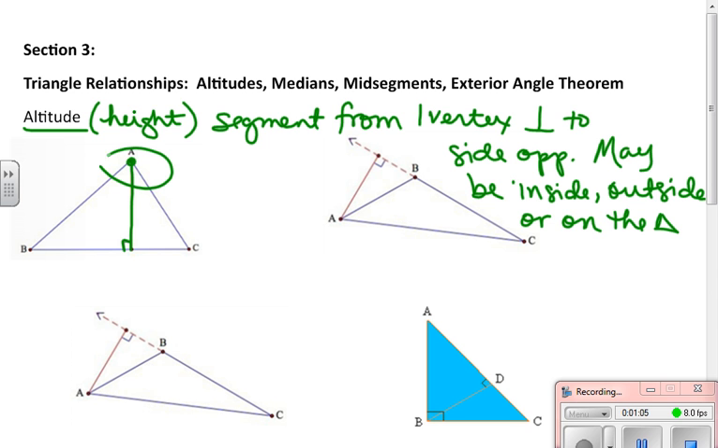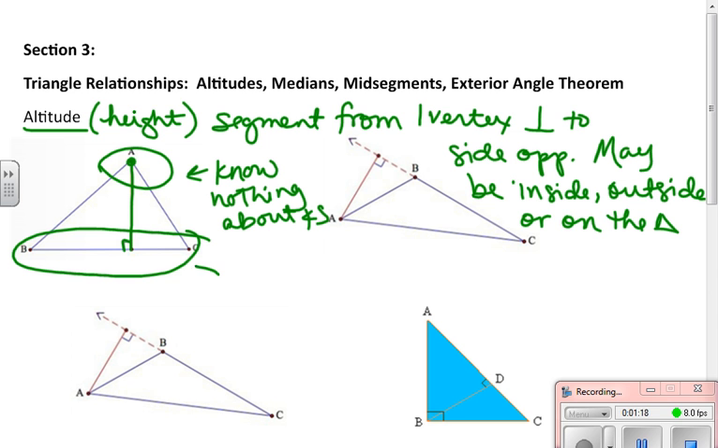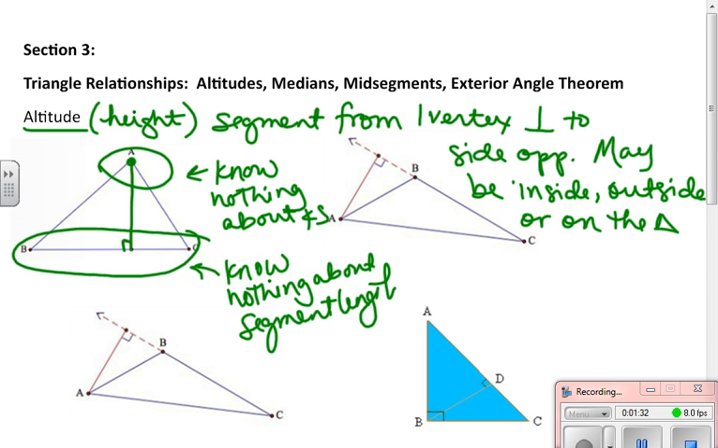Key is you know nothing here. You know nothing about the angles. And you know nothing here. You know nothing about if it's bisected or the lengths. If you're given an altitude, the only thing you know is that it is perpendicular. That is it. None of the rest of it is a given by this definition.